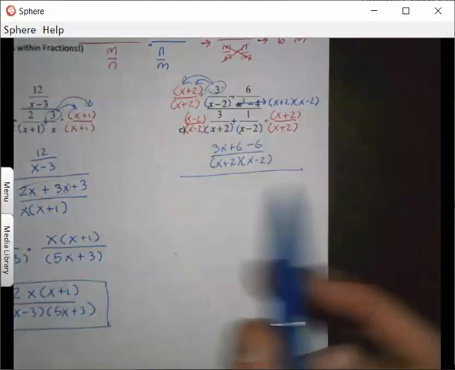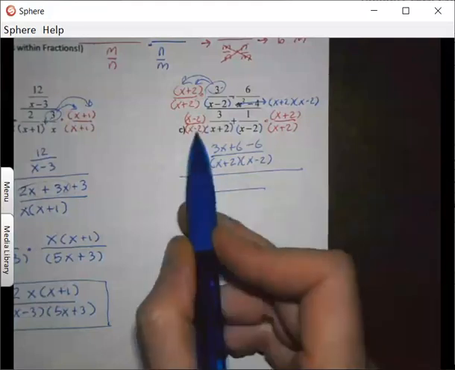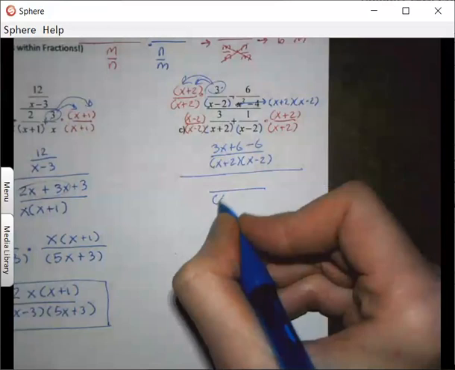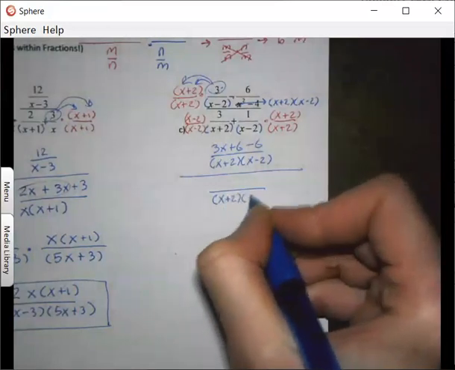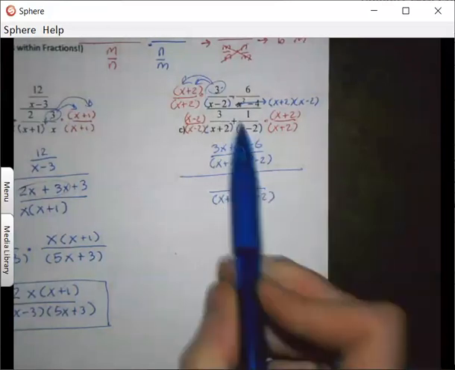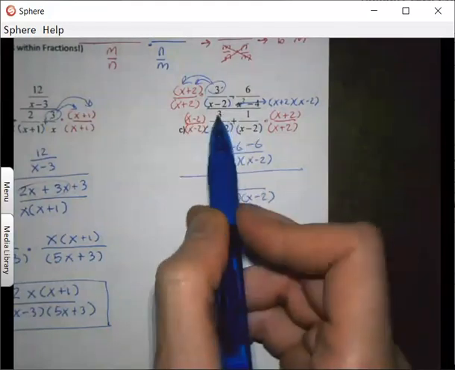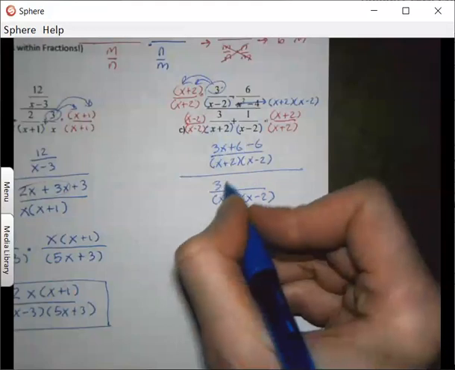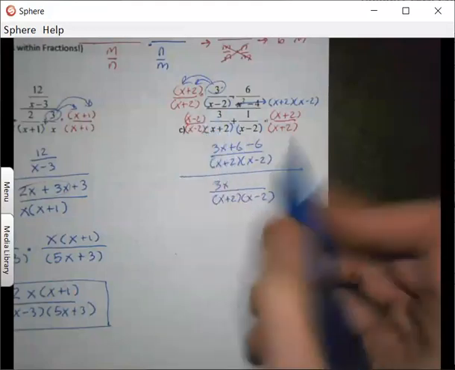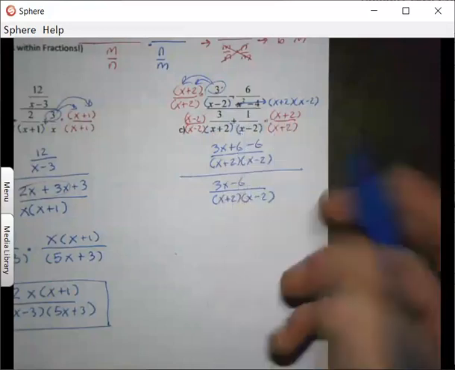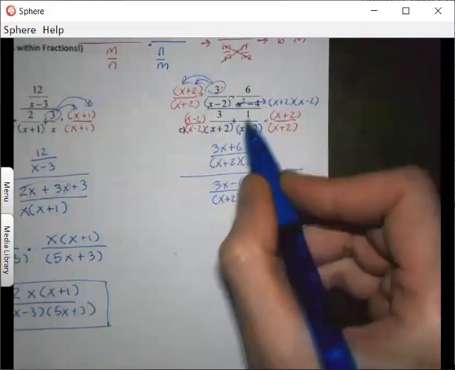And then in the bottom, my common denominator is, again, x plus 2, x minus 2. So I'm going to add across the top, and I'll go ahead and distribute also. So 3x, 3 times negative 2 is minus 6, plus 1x plus 2.